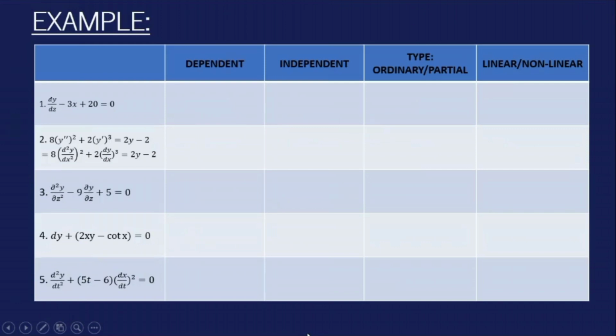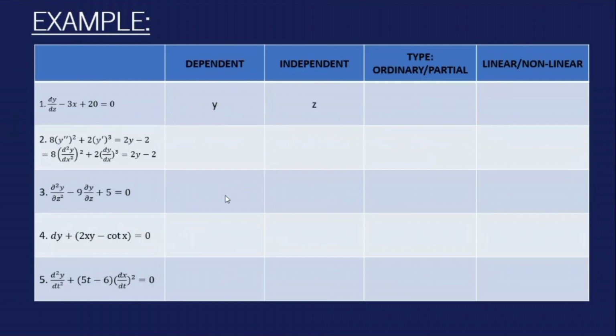So let's go to the examples. Number 1, with this equation, let's find the dependent, the independent, the type of differential equation, and find out if it is linear or nonlinear. So number 1, the dependent, remember that the dependent is the variable in the numerator, so it is y, and the independent is the variable in the denominator, which is z.